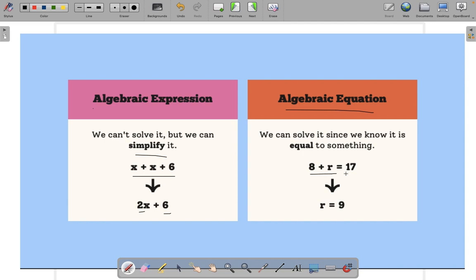So for example, it is given 8 plus r is 17. Right, so you can solve the value of r as 17 minus 8, which is 9. So here you won't be able to get the value of that variable. Here you'll be able to get the value.